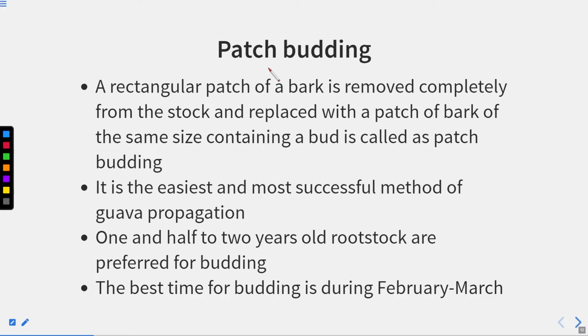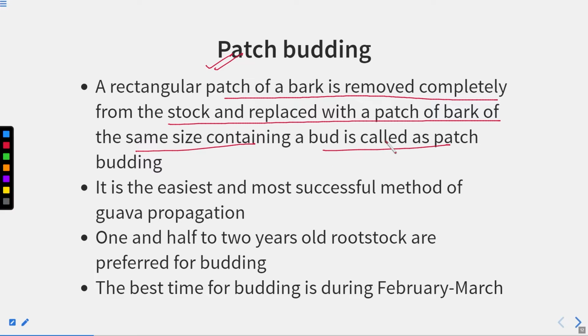Okay, now another method is budding, that is the patch budding. So a rectangular patch of bark is removed completely from the stalk and replaced with a patch of bark of the same size containing a bud, which is called patch budding. So we can remove a strip of bark from the stem. Suppose this is the stem region, right? And we are having a bark like this, and it is having a bud like this. So this is from another plant, and this is our rootstock plant.